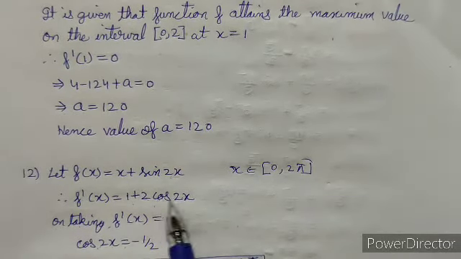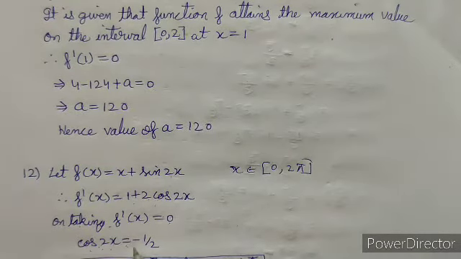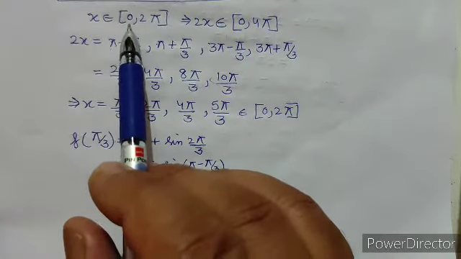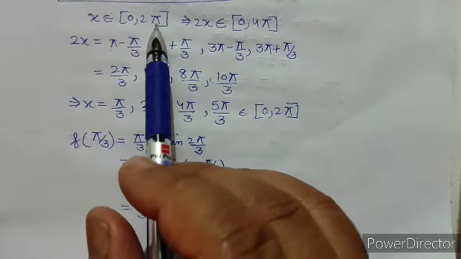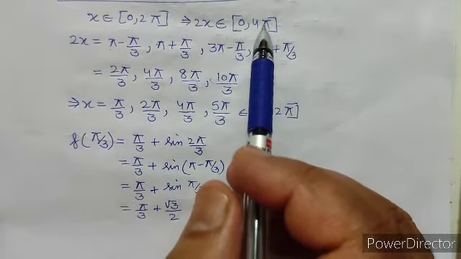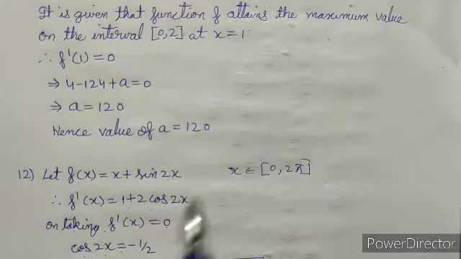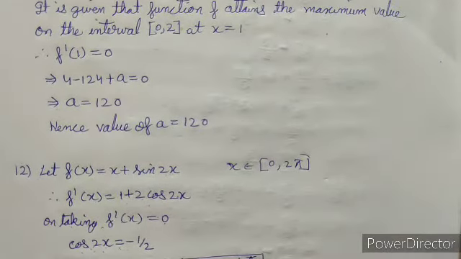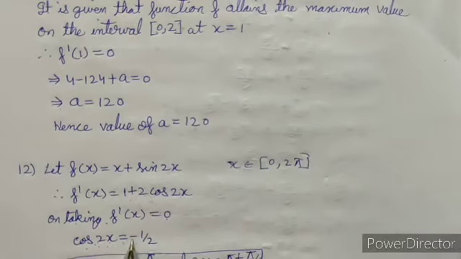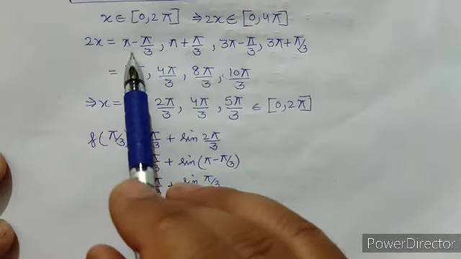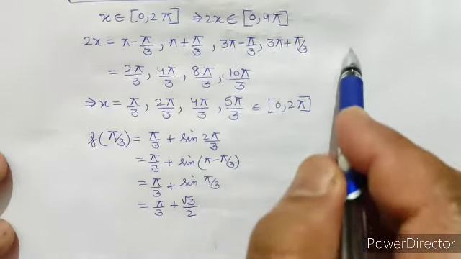Now 1 plus 2 cos 2x will be equal to 0, and that will give us cos 2x equal to minus 1 by 2. Now here x belongs to the closed interval 0 to 2 pi. So 2x will belong to the interval 0 to 4 pi. Now it is given to us that x belongs to 0 to 2 pi. Here cos 2x was equal to minus 1 by 2.